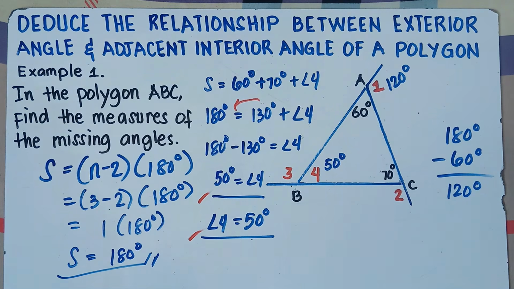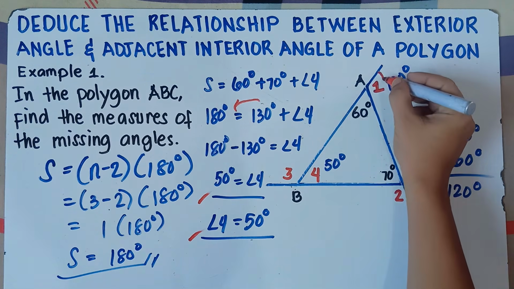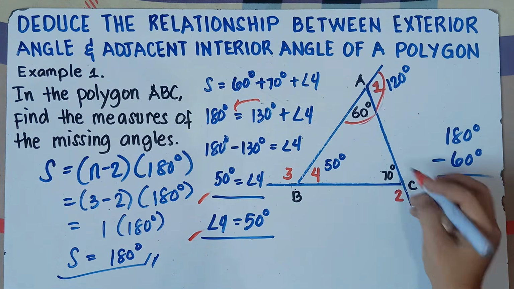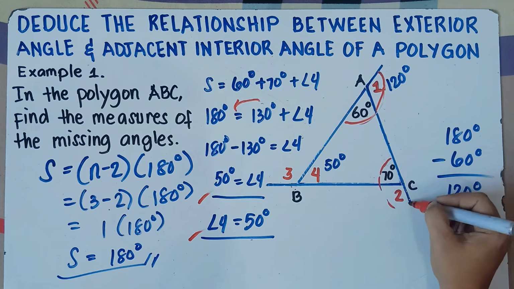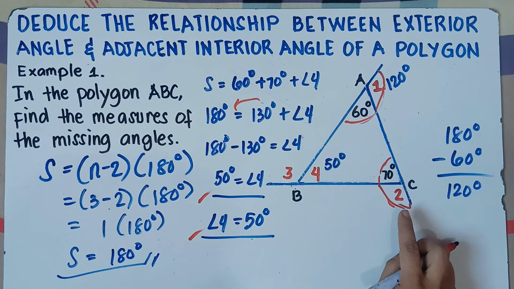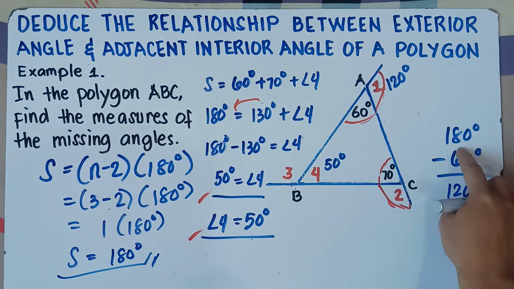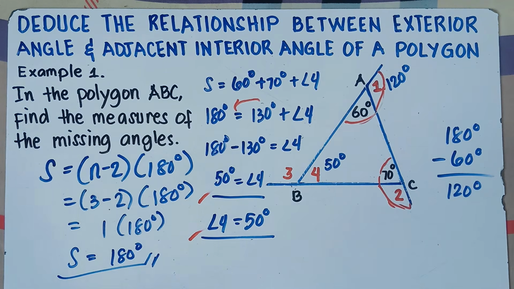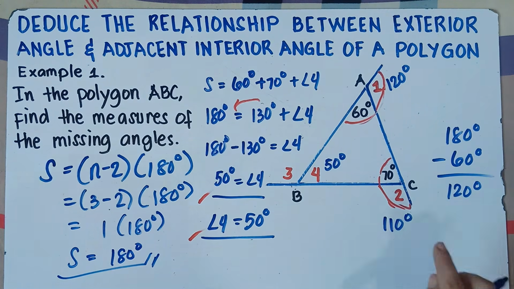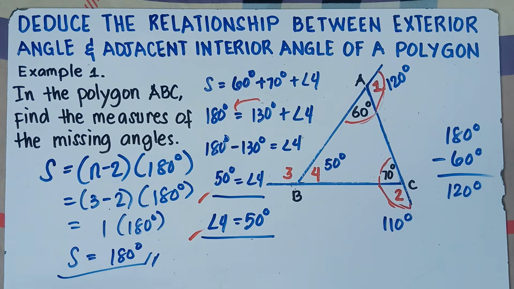So once again, class, do not be confused. This is a straight angle because we have a straight line. We have a straight line, therefore, this is a straight angle. So therefore, what will be the measure of angle 2, class? If you add this angle 2 and 70 degrees, you will get 180 degrees. That's correct. Angle 2 should be 110 degrees, because 110 plus 70 is 180 degrees.